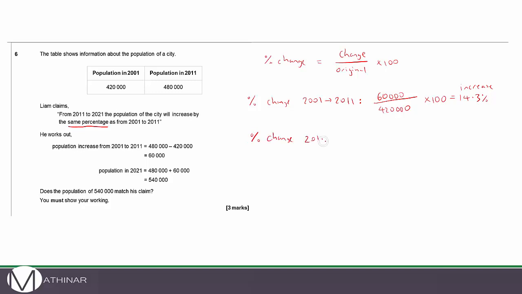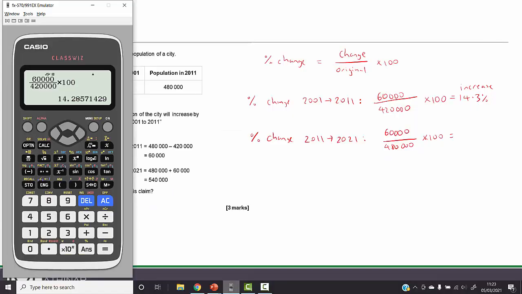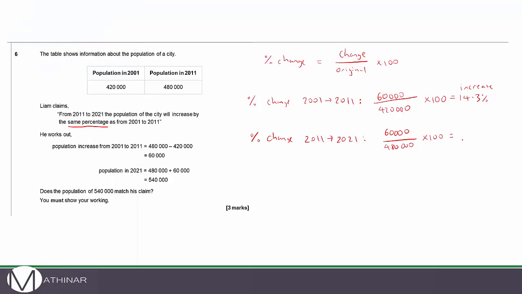Now, based on the calculations here, let's look at the percentage change from 2011 through to 2021. So if the population is now 540,000, then the difference between them is still 60,000. Our original value, though, is now 480,000. And then we're going to times that by 100. Let's type this in. I'm just going to change that into 480,000. Everything else is the same. And that gives me 12.5%. So it's an increase of 12.5%.